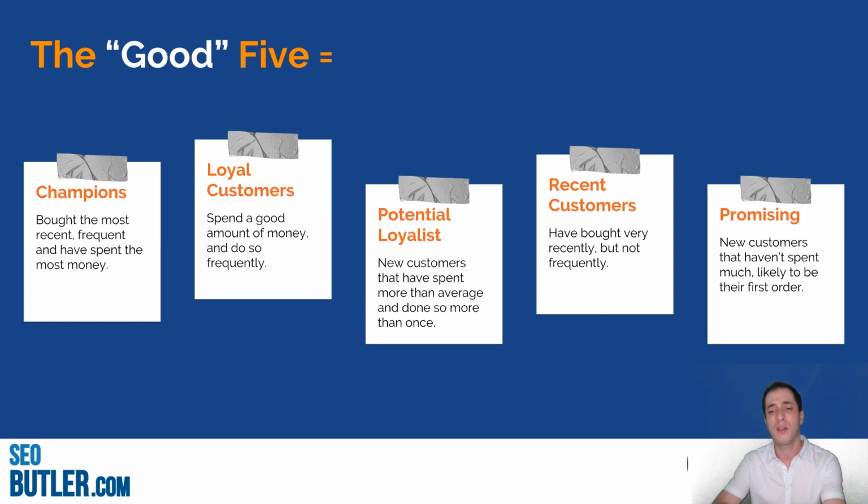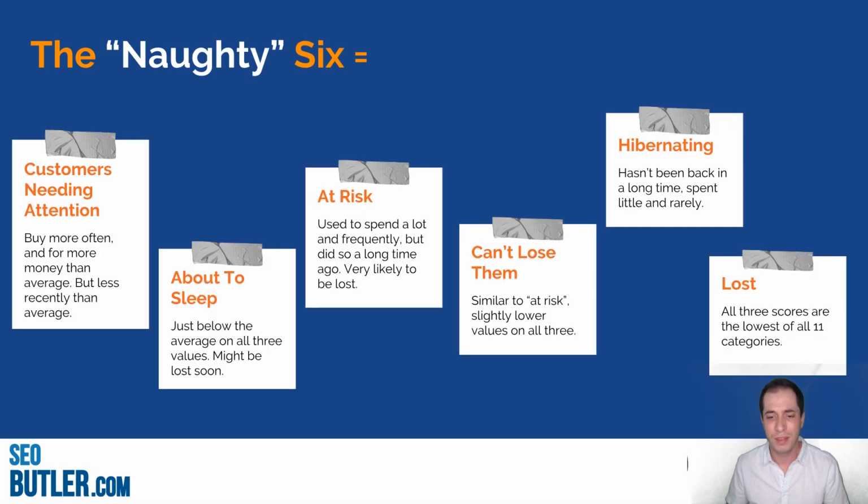Now that we've looked at the good 5, let's look at where the money is to be made. And I call these the naughty 6. The naughty 6 ranges from customers needing attention to about to sleep, at risk, can't lose them, hibernating, and lost. Now, these are the customers that don't fulfill the RFM scoring system on all 3, or in the case of lost, really don't fulfill any of those at all. So let's take a look at it. Customers needing attention, right?